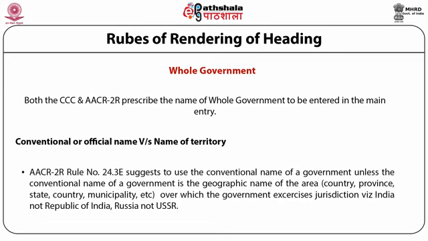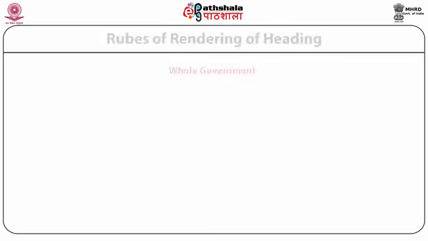Conventional or official name versus name of territory. AACR 2R rule number 24.3 suggests to use the conventional name of a government unless the conventional name of a government is the geographic name of the area, for example, country, province, state, county, municipality, etc., over which the government exercises jurisdiction, that is, India, not Republic of India, Russia, not USSR.